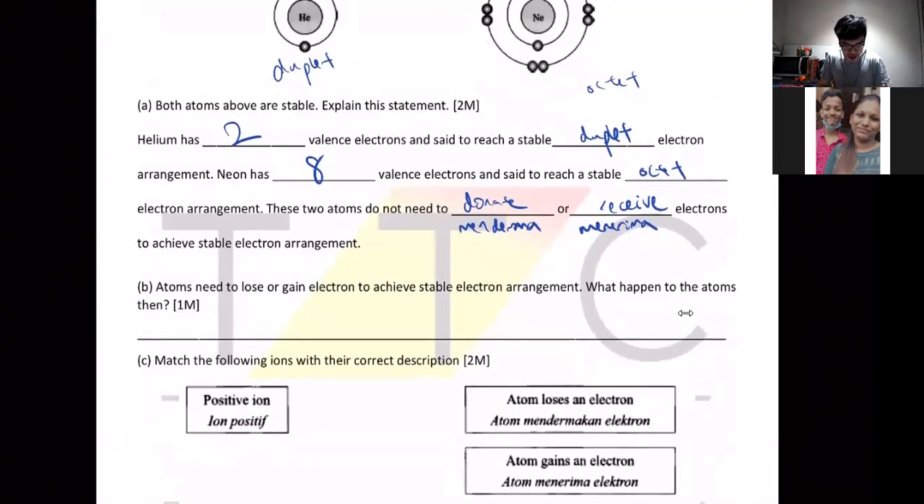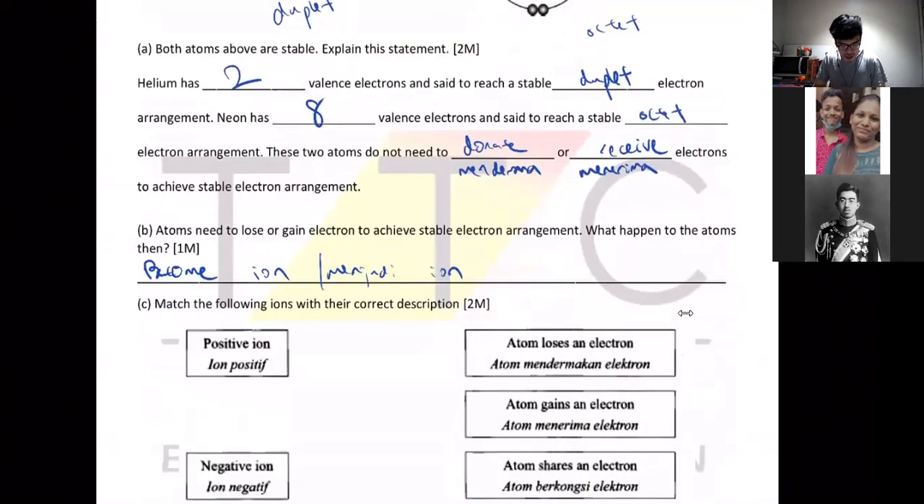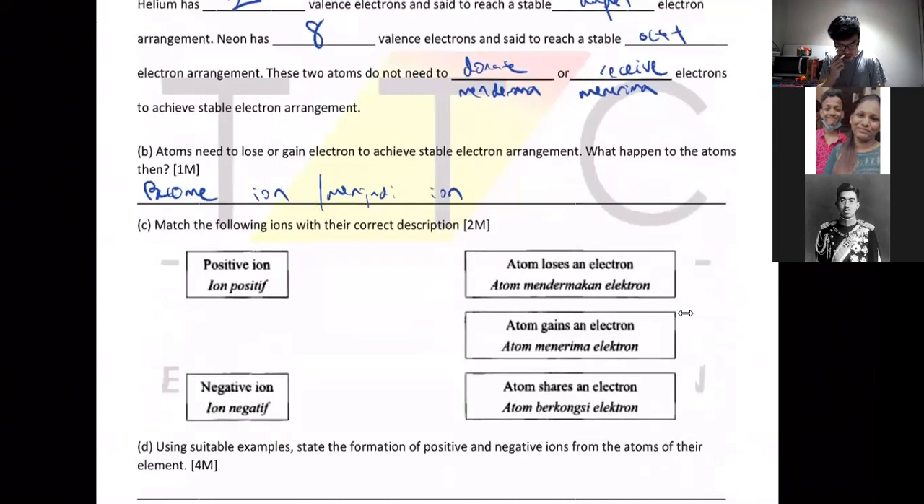So B, atoms need to lose or gain electron to achieve stable electron arrangement. What happened to the atoms that they become? When you become positive or negative, you're an ion. So they become ion. Menjadi ion. So C, match the following ion with the correct description. Positive ion is when they lose electron. You throw away negative, so you become positive. Negative is when you take negative, you become negative, so you gain electron.